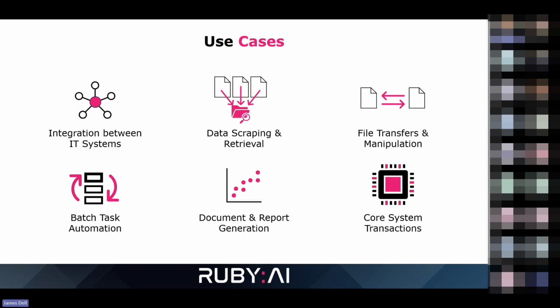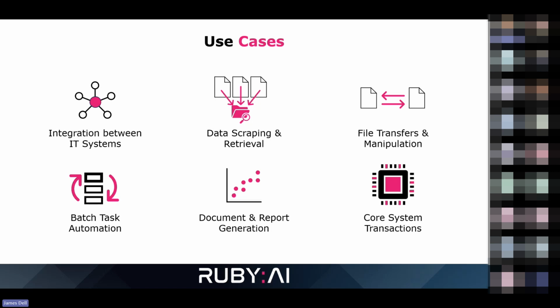Again, just to pull on a few more of those use cases. So think about integration between IT systems. Really, a lot of when we talk about integration, a lot of what we're doing is taking data from one place and putting it into another. So actually being able to do that is something that Ruby can do really well. Same when it comes to data scraping and retrieval, going into folders, going into emails, going into Teams chats, pulling files, moving them around. It's repetitive, it's repeatable, it's something that Ruby can do. File transfer and manipulation, super easy. Again, it's a repetitive task. Batch automation, document reporting and generation, and obviously core system transactions.